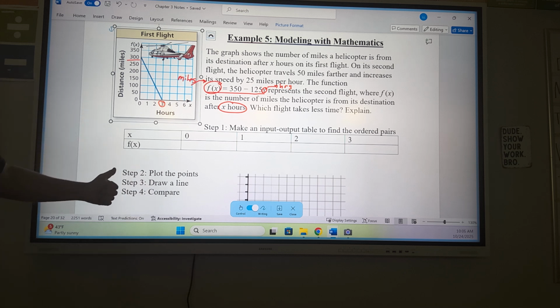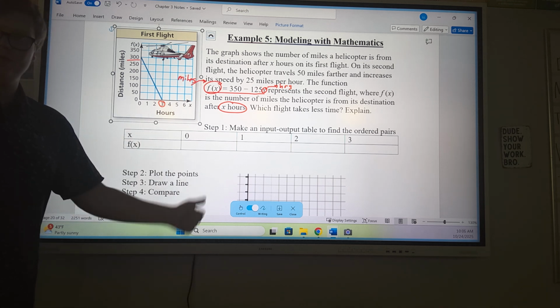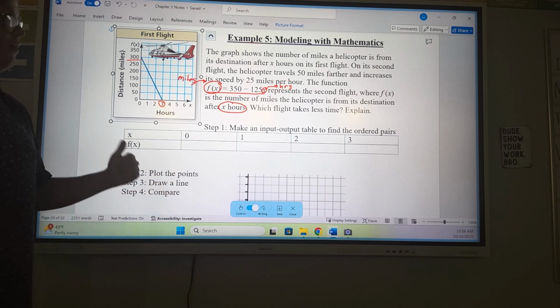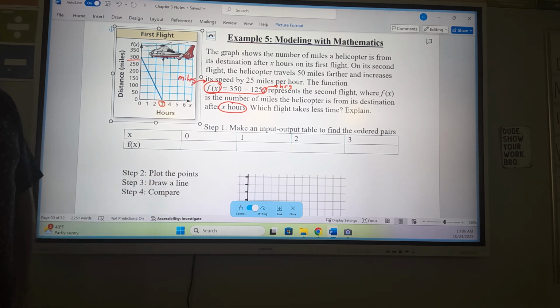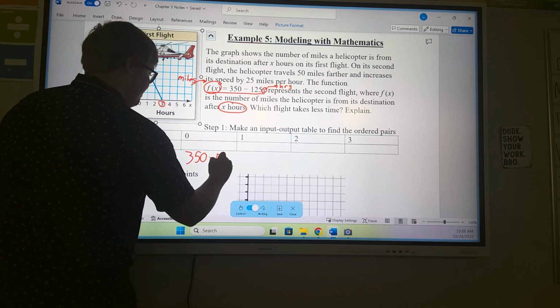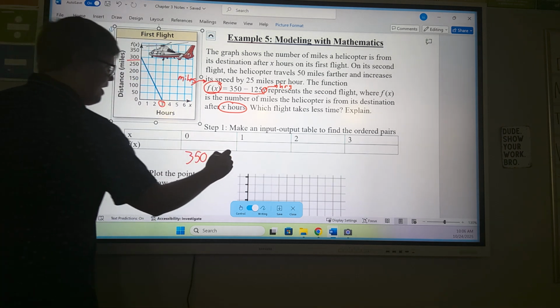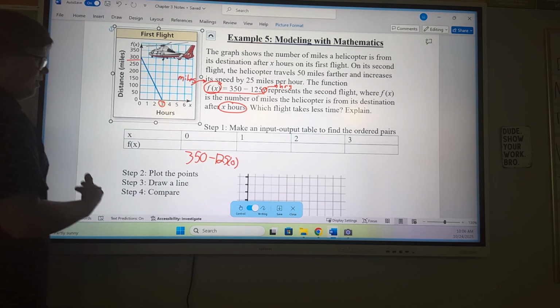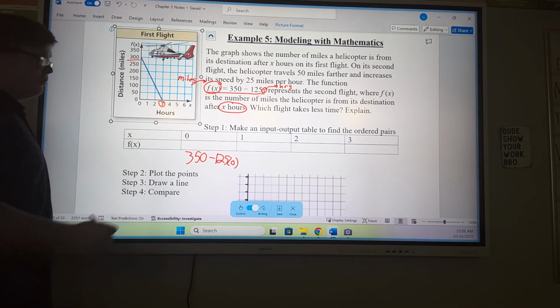Either A, we can write a separate equation and solve it that way, which is going to take way less time. Or B, we can graph. We're going to do both. Okay? So in this situation, we are given our function. We have 350 minus 125, and we are plugging 0 in for x. So 350 minus 0 essentially is 350.